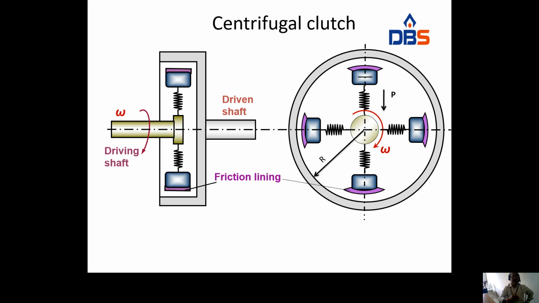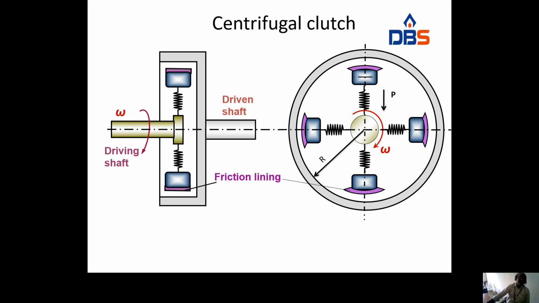There is another type of clutch, that is a centrifugal clutch. If you observe, this is a driving shaft and the driven shaft. These two shafts are arranged concentrically. The axis of both the shafts is the same. So one shaft is arranged inside the other shaft.